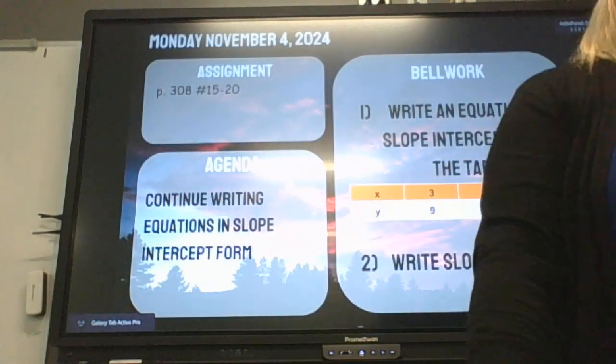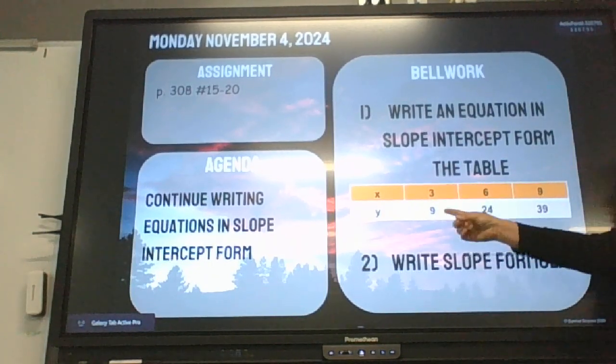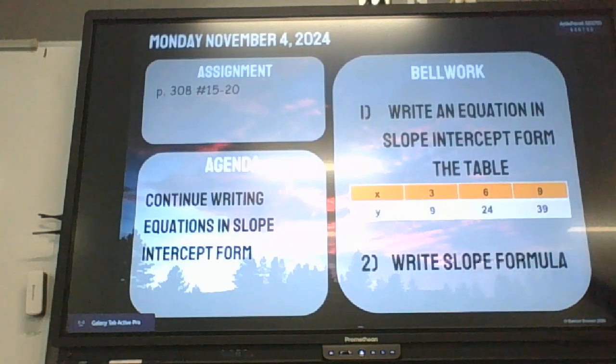All right. So all we know is these 3 points: (3, 9), (6, 24), and (9, 39). Okay, we talked about slope in several ways. We know it's rise over run. So if you have a picture, you can count rise over run. Another way of writing rise over run is to say change in y values divided by change in x values, because y would be the rise and x would be the run.